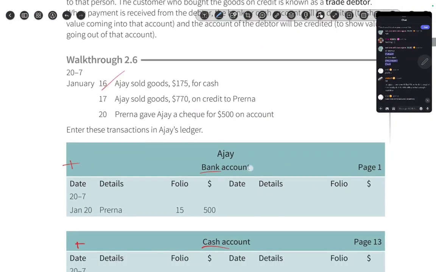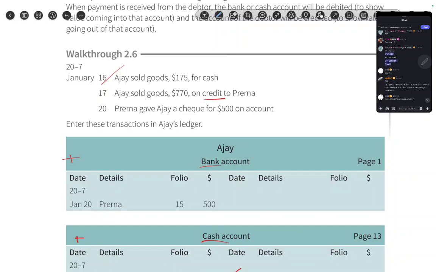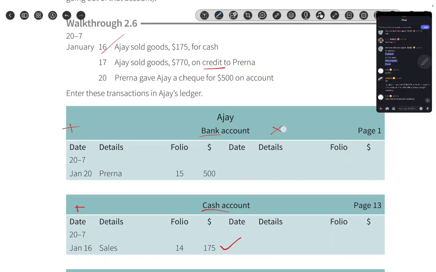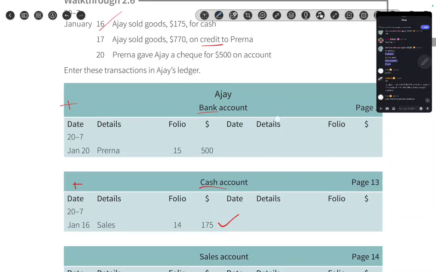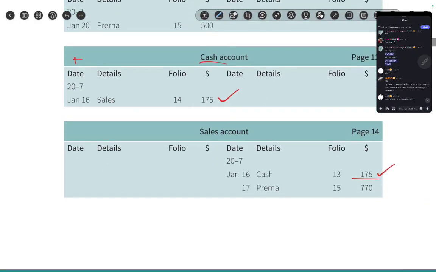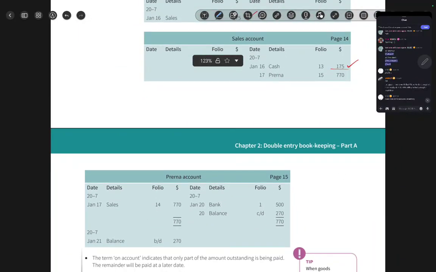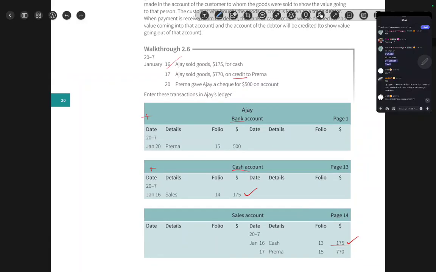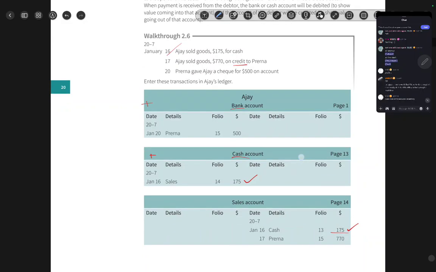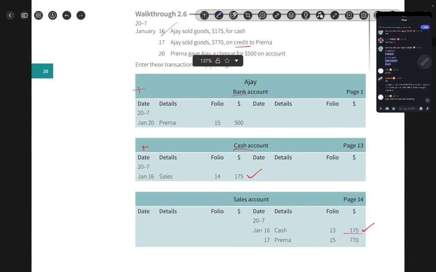Alright, we did this. Ajay sold goods on credit, which means he did not receive any money, so nothing is to be done with the bank account yet. Sold goods for 770, so your sales increase and the amount Prerna owes to you also increases. Now in this case, you see there is no giver and no receiver. Oh wait, sorry, we're giving the goods. Okay, that makes sense. But there are some cases where there is no giver and no receiver, so this credit the giver, debit the receiver thing doesn't work. But I'll not explain it till we actually have a case like that.